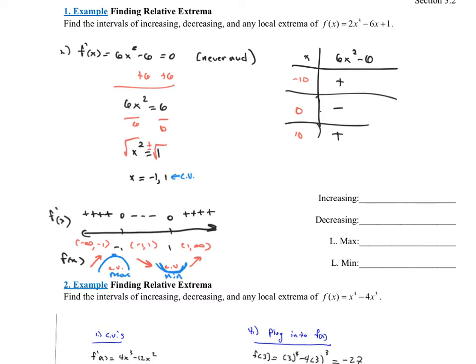So, trying to put this together, intervals of increasing: we've already determined it's increasing from -infinity to -1, and it's also increasing from 1 to infinity, so I'll write that now. We want to look at intervals of decreasing. When we were looking at decreasing, we determined it was decreasing on the interval -1 to 1.